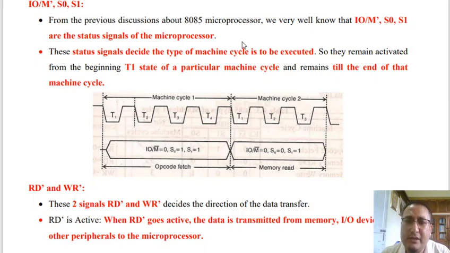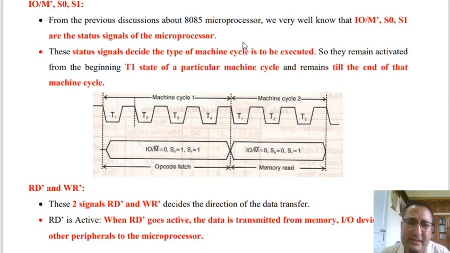Now S1 and S0, again a status signal, are used to differentiate between a halt, a read, a write, or a fetch operation. This we discussed in the previous class, so we built up a table. Whenever S1 and S0 are both 0, it means halt. When S1 and S0 are 0 and 1, you are performing write. When S1 and S0 are 1, 0, you are performing read. And whenever it is 1, 1, you are performing fetch. This is very important for you to remember.